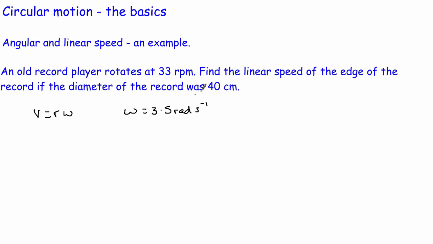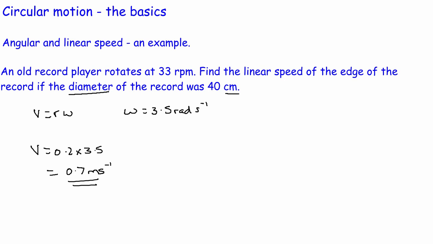So I'd basically just take the extra information I've got in here. So velocity equals the radius. Now I've got to be a bit careful because it's giving me the diameter, and it's giving it in centimeters. So obviously the radius is half the diameter, so it'll be 20 centimeters, but I need it in meters, so that'll be 0.2 meters times the angular speed. So if I do that, I get 0.2 times 3.5, so I just get 0.7 meters per second, like that. So the edge of the record is travelling round at 0.7 meters per second.